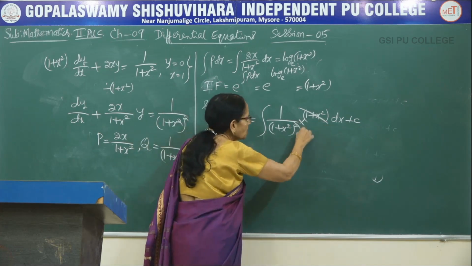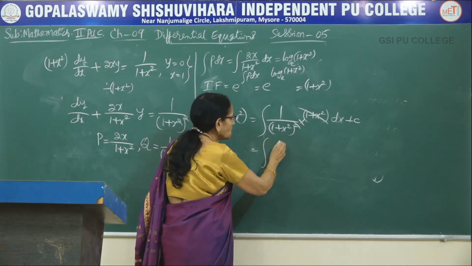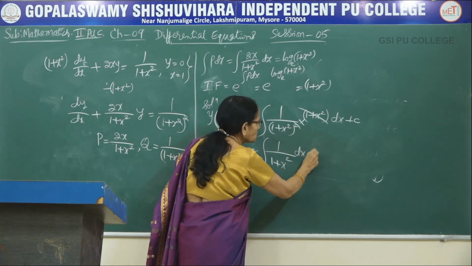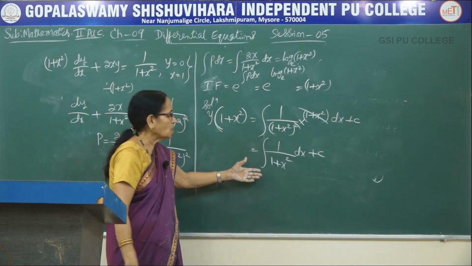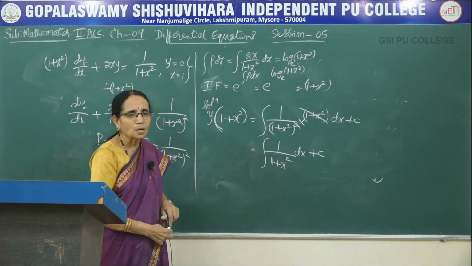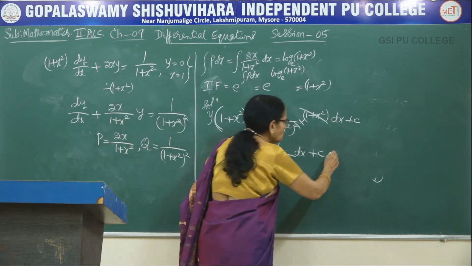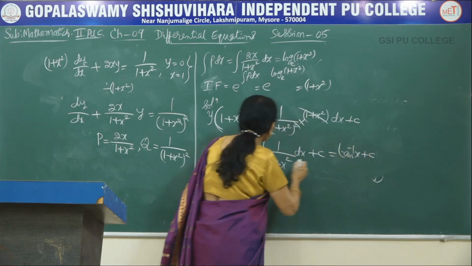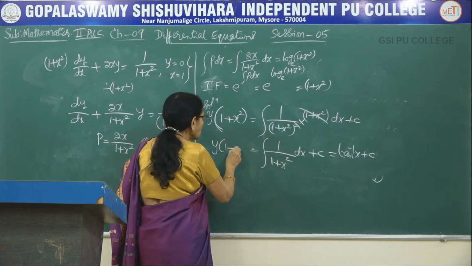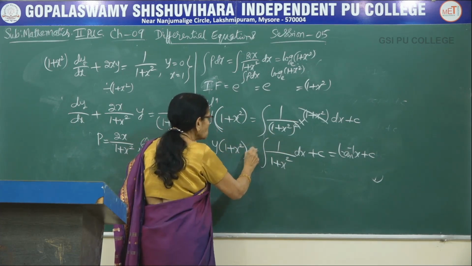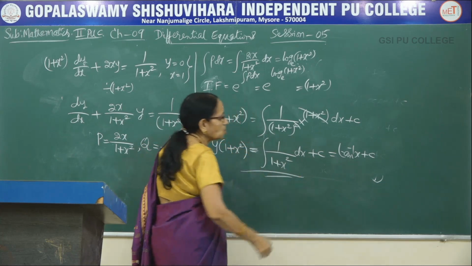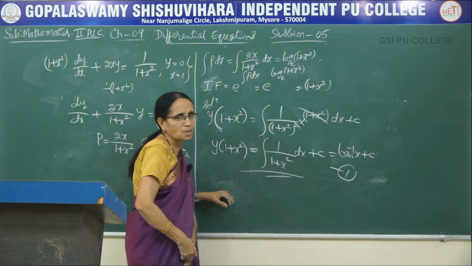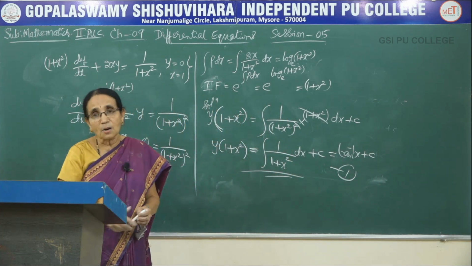Now, one term can be cancelled. So, what is remaining? 1 divided by 1 plus x square dx plus the constant. You can see that it is again one of the standard functions whose integral is tan inverse x plus the constant. So, this is the general solution: y into 1 plus x square equal to tan inverse x plus the constant. Always give a number for this one because we have to refer to it afterwards.